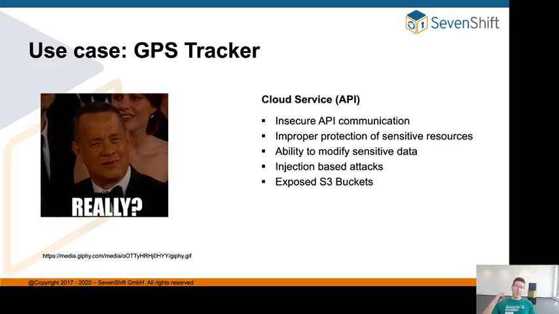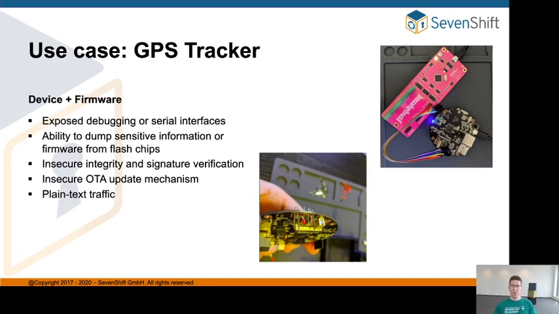On the cloud side, there's insecure API communications because people assume that nobody's going to try to attack their API. Improper protection of resources. You will have things like the ability to modify data. For example, if you pick up one device and sniff the communication with the cloud service, you can find a way to change the configuration of a different device. And of course, the typical S3 buckets, where you're storing information in the cloud, and they're open for anybody to look at them.